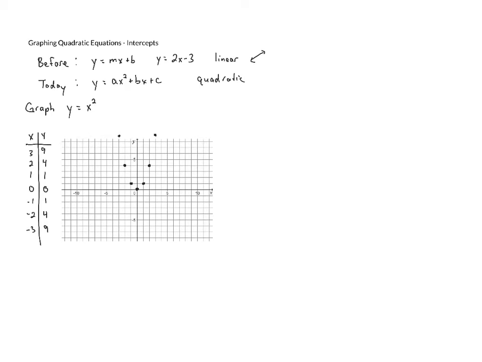Now, if we had all the time in the world, we would make a table of values that had 30 different values in it, and we would use fractions and decimals so we could get more points in between all of these to see what's going on.